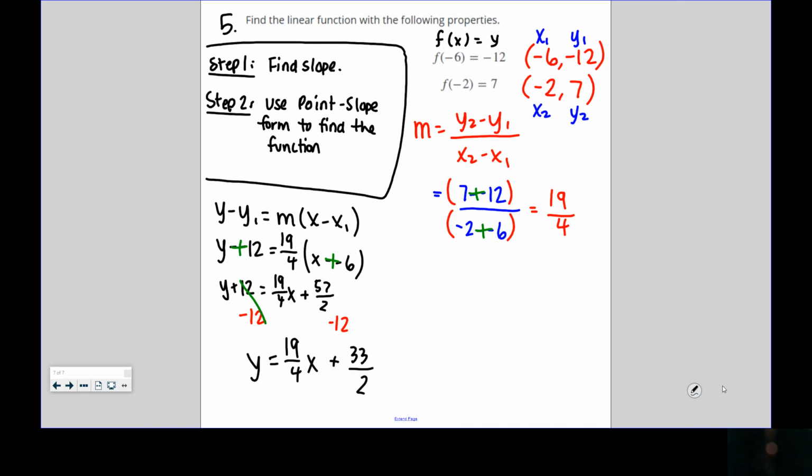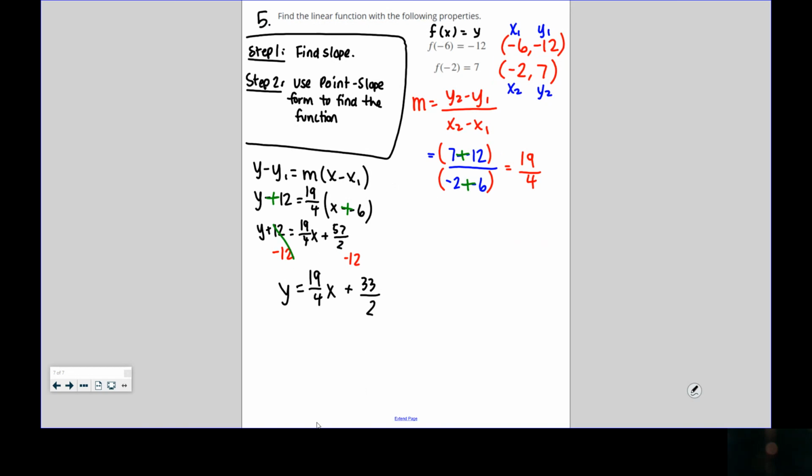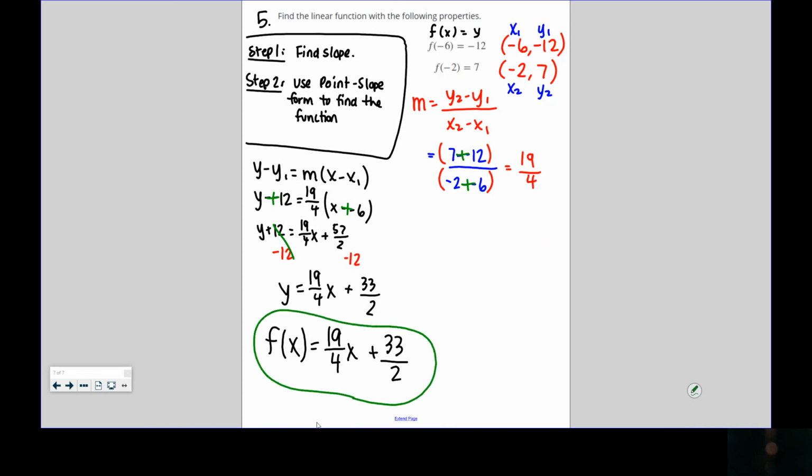All right, last thing you got to do is just, they said to write this as a function. So just replace y with f of x. So just replace that y with f of x because they asked you to write it as a linear function. So you want to use function notation. And you're done. So this is the hardest one, in my opinion, on the homework. So if you can do this one, then you will be totally fine for this section.